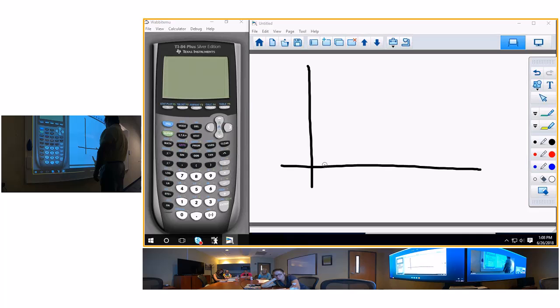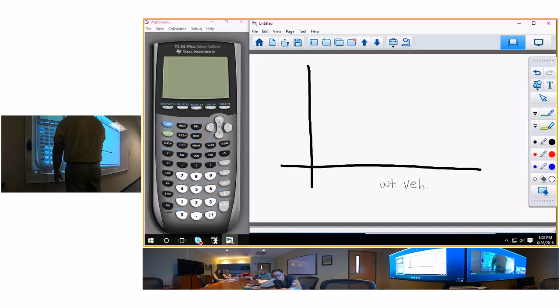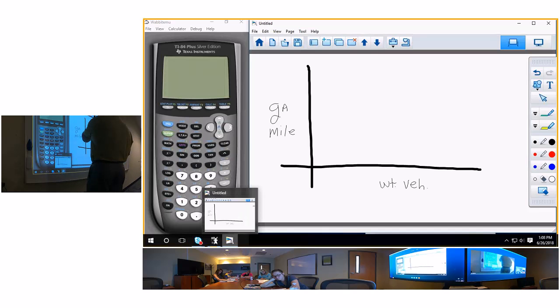Let's say we're talking about weight of the vehicles versus gas mileage. Okay? And I told you that we have a bunch of points.